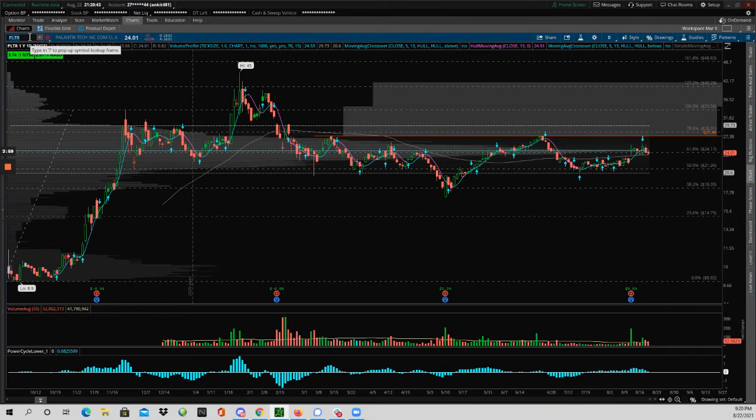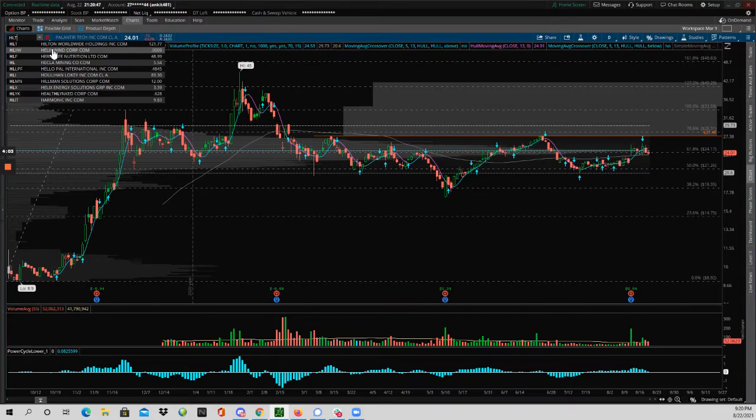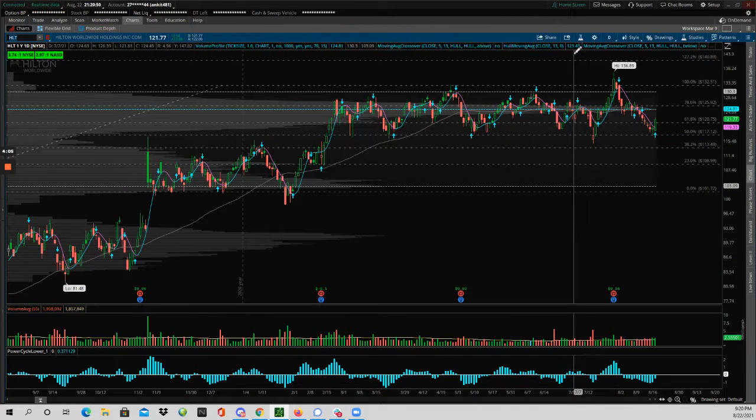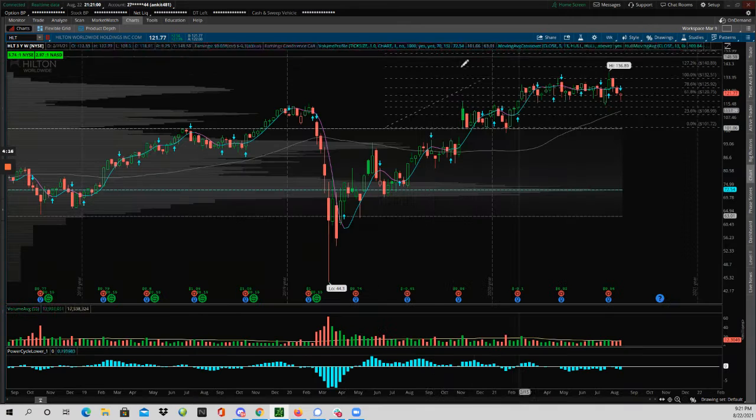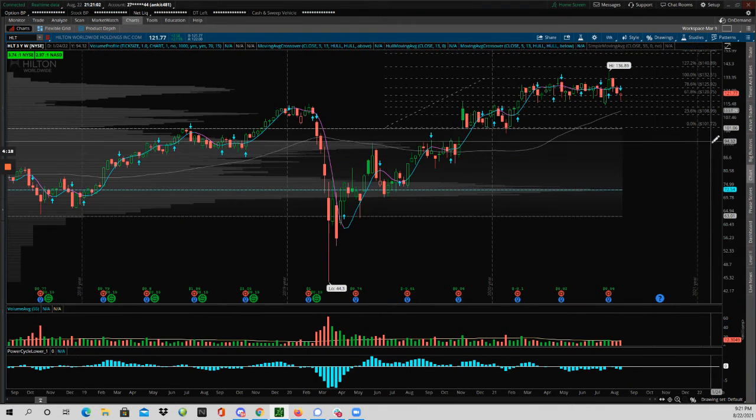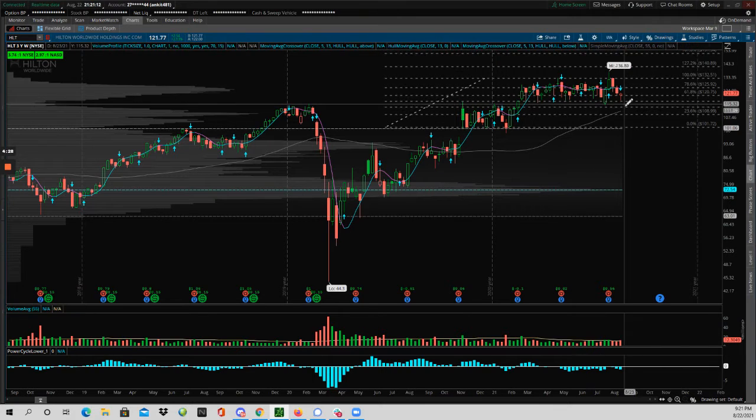Next we'll go to HLT. This stock is very interesting to me because last week we saw about 15 to 16 million in options flow coming into it. And at least for this year, I haven't really seen options flow coming into this stock. That was the unusual sign for me, and that's the reason I put it on my radar.